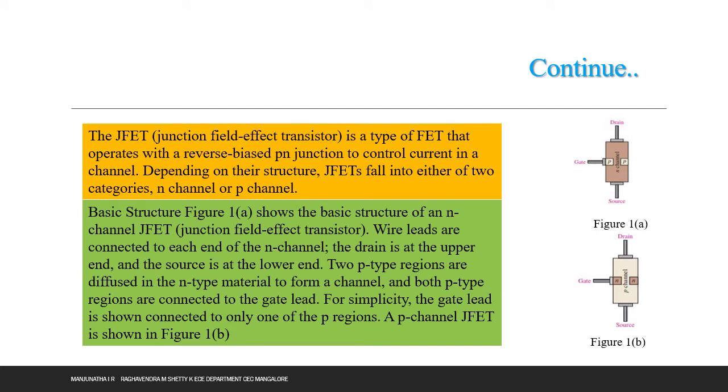Next, about basic structure. Figure 1a shows the basic structure of N channel JFET. Wire leads are connected to each end of the N channel. The drain is at the upper end and the source is at the lower end. Two p-type regions are diffused in the n-type material to form a channel, and both p-type regions are connected to the gate lead. For simplicity, the gate lead is shown connected to only one of the P regions. A P channel JFET we can observe from figure 1.